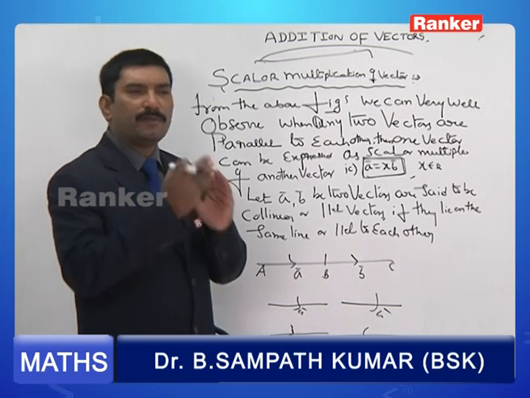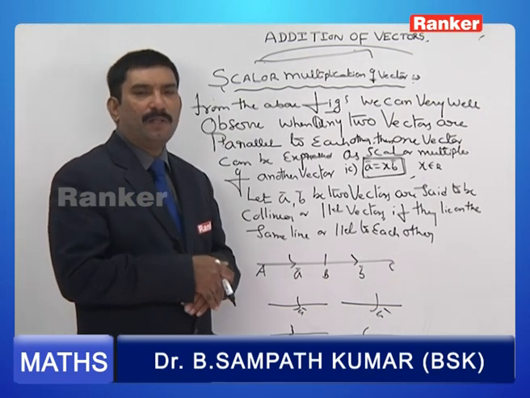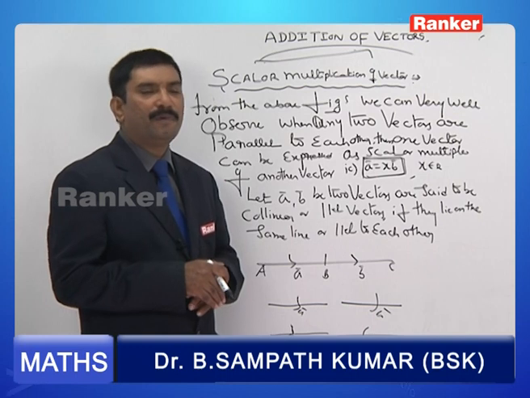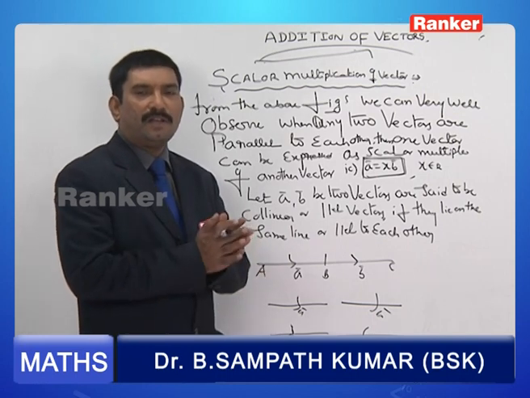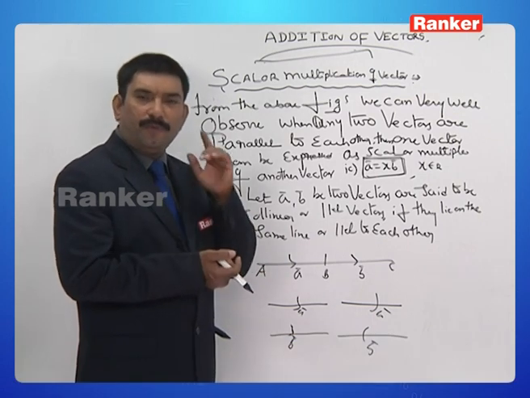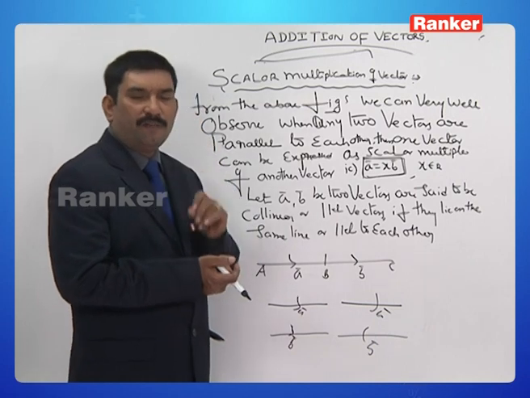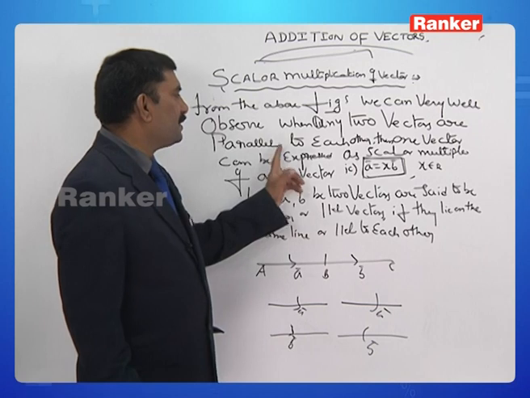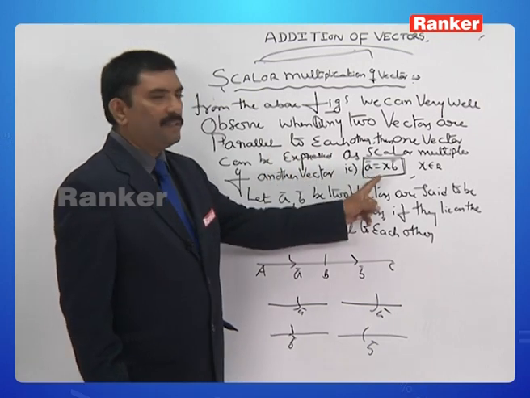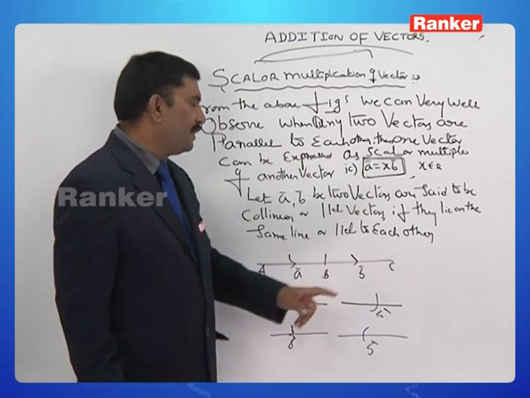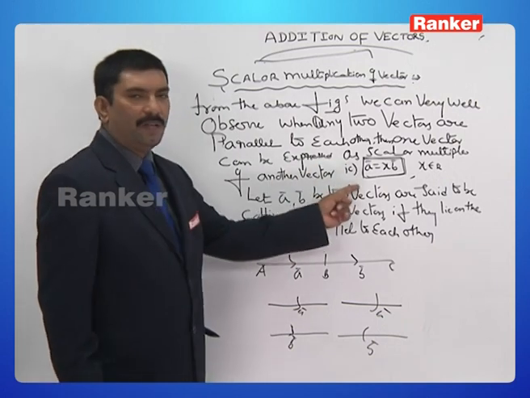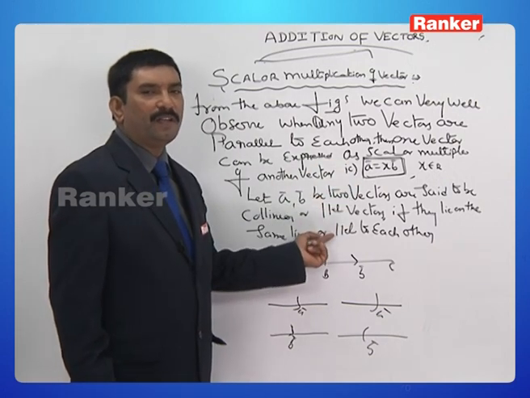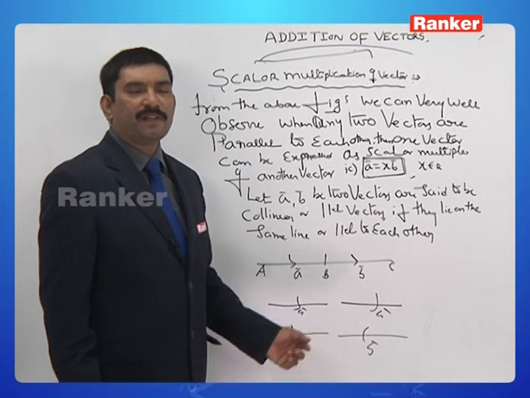So from the figures you can very well observe, we can establish a very important definition: collinear and parallel vectors. From the above figures we have understood that when any two vectors are said to be parallel, one vector can be expressed as a scalar multiple of another vector, a bar is equal to xb bar. So now I am going for the definition of collinear and parallel vectors. Collinear vectors means what?